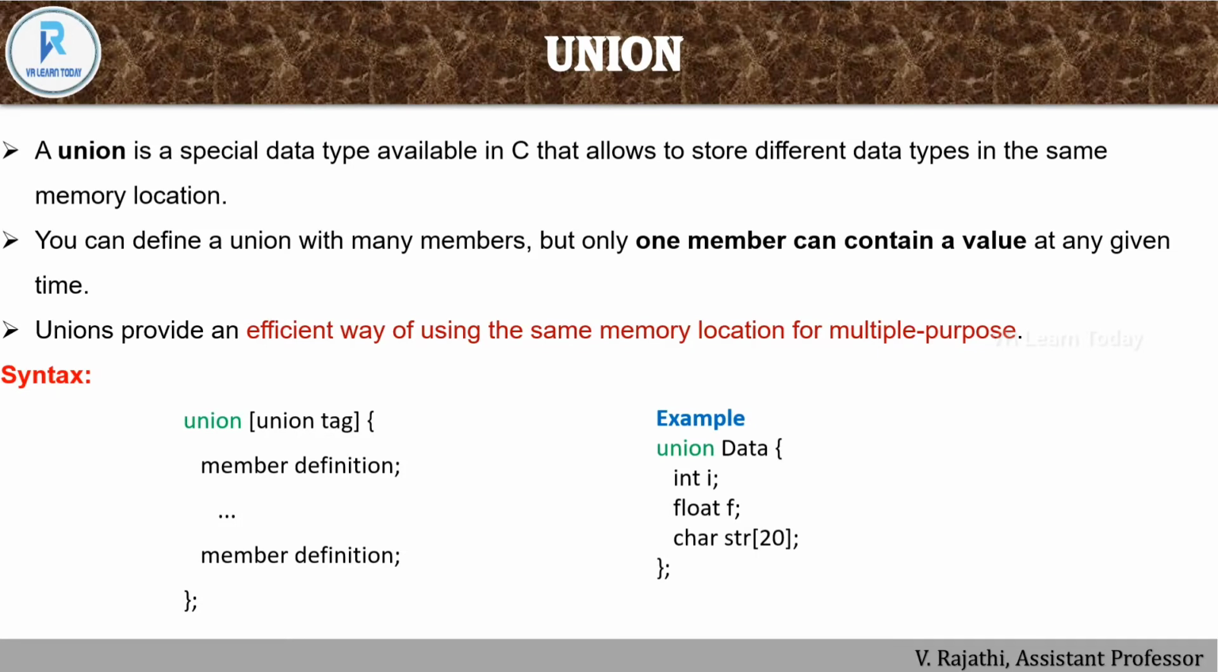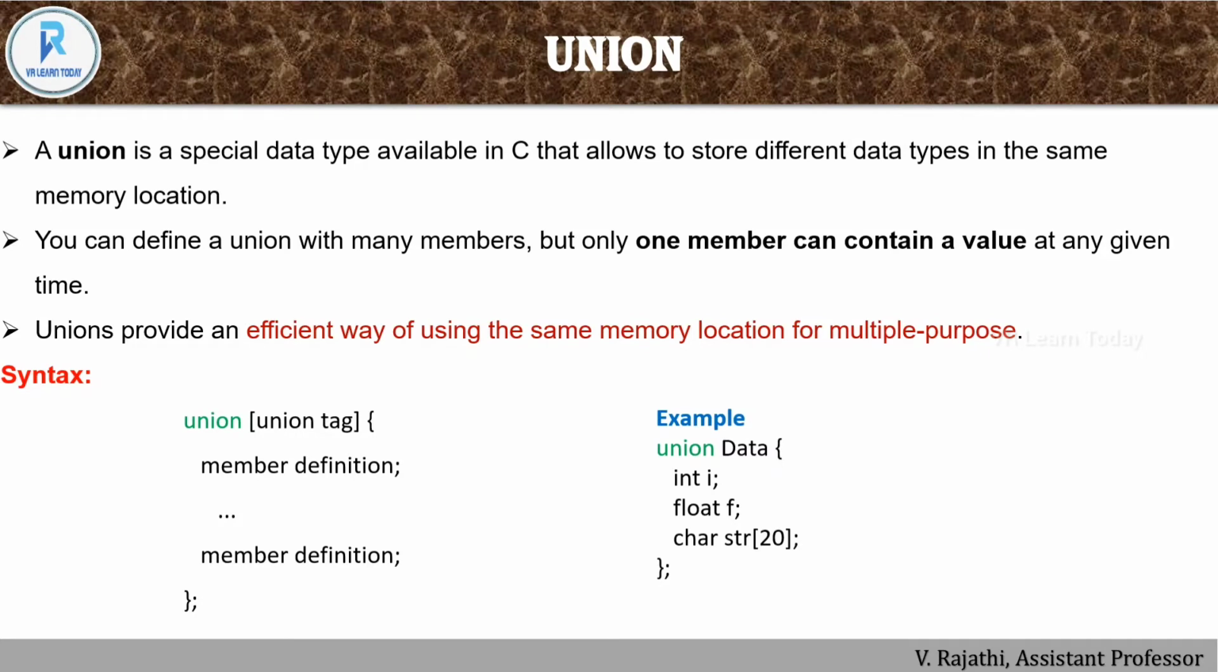To avoid that, here is the union concept. Int will be 4 bytes, float will be 4 bytes, and the character array has 20 bytes. So the union will allocate only 20 bytes, so we can save 8 bytes here. That is the major advantage of union. A union is a special data type available in C that allows storing different data types in the same memory location. Is it clear now?